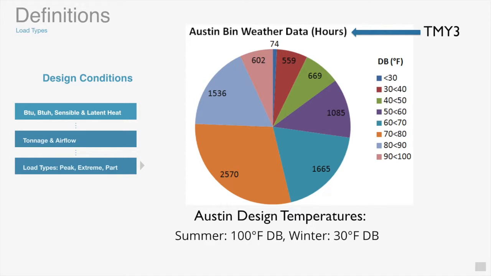So the bin weather data comes from the TMY3 data. That's the typical meteorological year data. This is data that is collected from weather stations all over the United States for different locations, actually all over the world for different locations, and it is a 30-year running average.